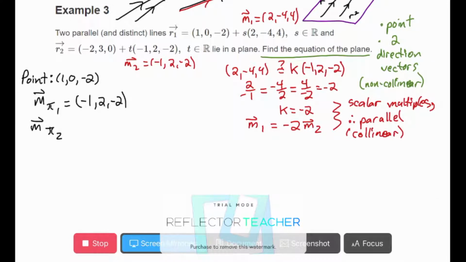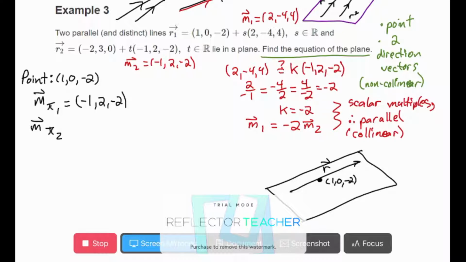And let's just illustrate that for a moment. So I got my plane. It's just hanging out, being all flat and stuff. I got my R1. And I know a point that lies on this line. And I know that point is 1, 0, -2. Where did I get that from? Well, it's right up here in our question. I know one point that lies on that line. What do I know about R2? I know that it's parallel, so the direction vectors are collinear, but they are distinct lines. So even though they're going in the same direction, they're not the same line.